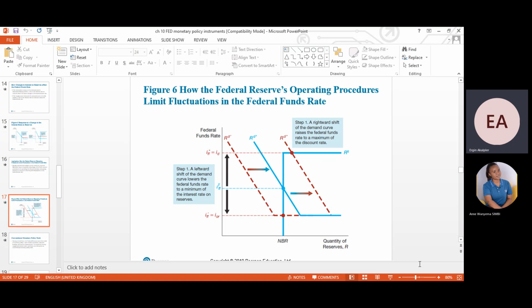On the lower part of the left side, we are observing the initial federal fund rate is becoming equal to the initial interest rate on reserves.